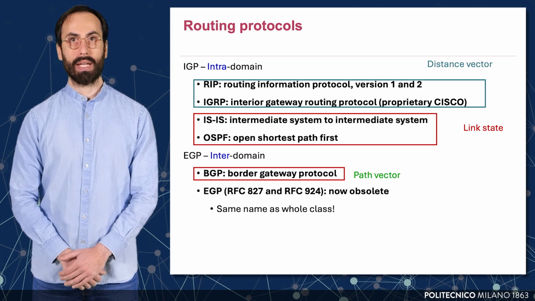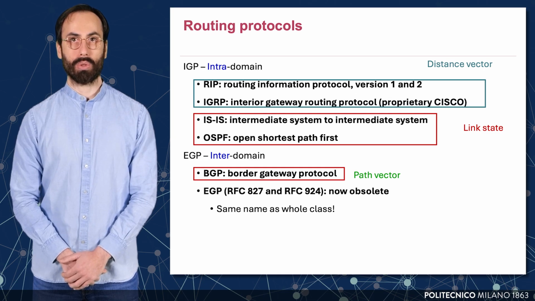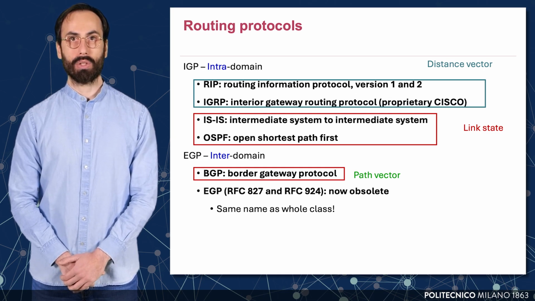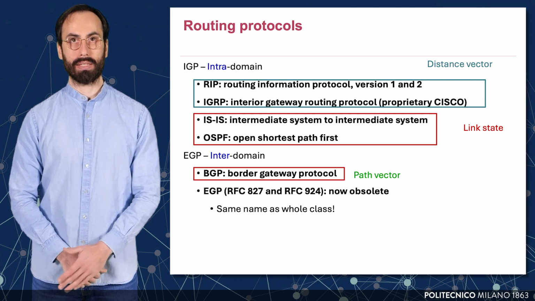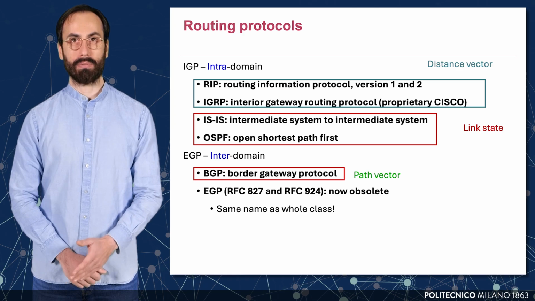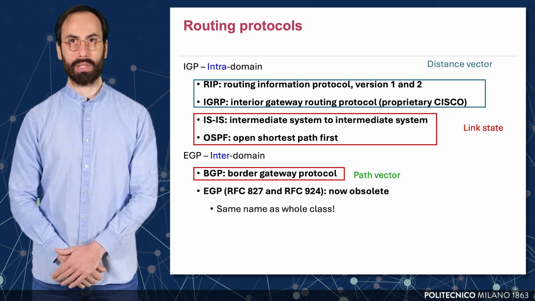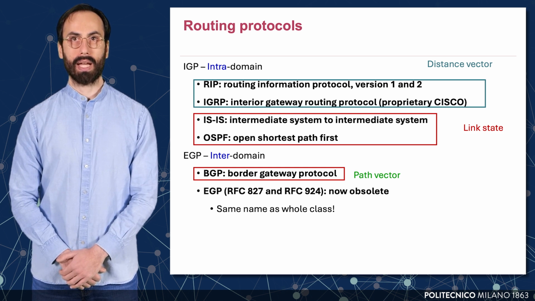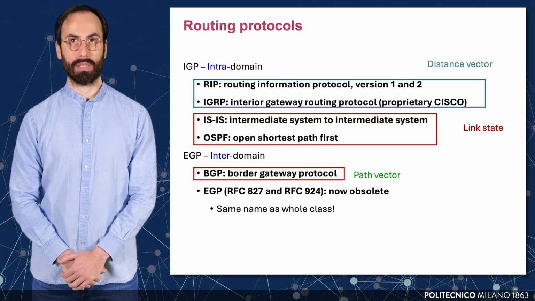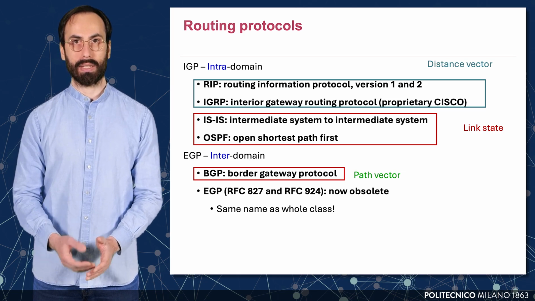Routing protocols are categorized into interior gateway protocols, IGPs, and exterior gateway protocols, EGPs, based on the scope of their operation. IGPs are used within a single autonomous system. Among them, RIP and IGRP follow the distance vector approach, where routing decisions are based on hop count or similar metrics, and routing information is exchanged periodically with neighbors. In contrast, IS-IS and OSPF are link state protocols that build a complete view of the network topology and compute shortest paths using algorithms like Dijkstra.